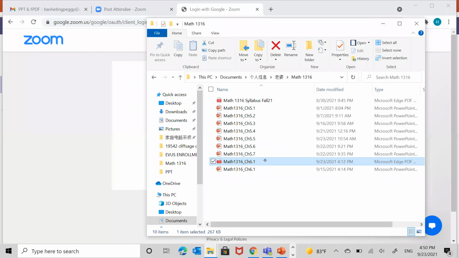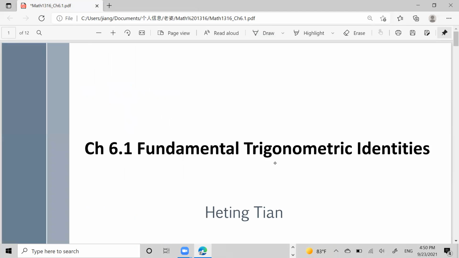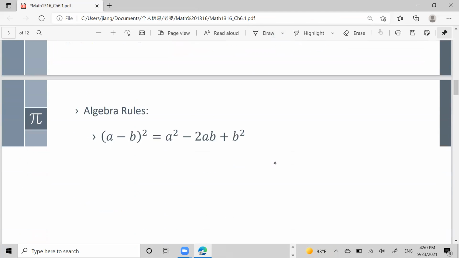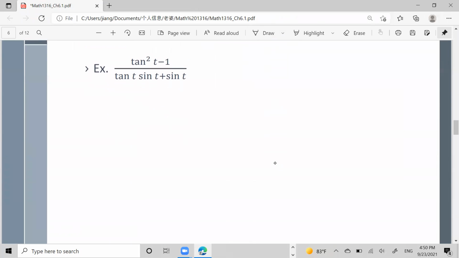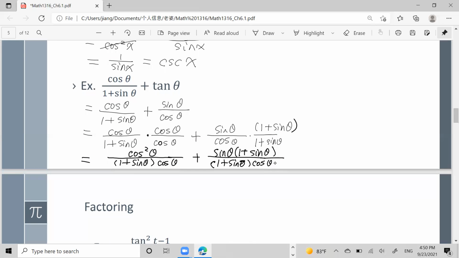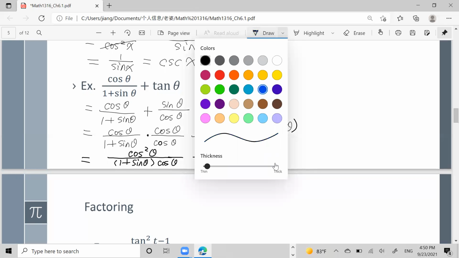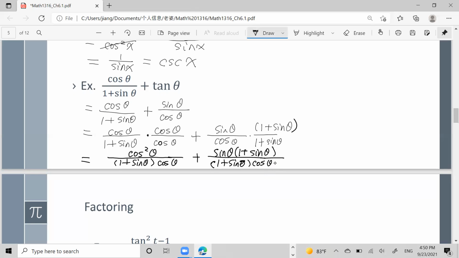This is my first time to try use the PDF to record the video. Okay. So I hope this time it won't make me trouble.